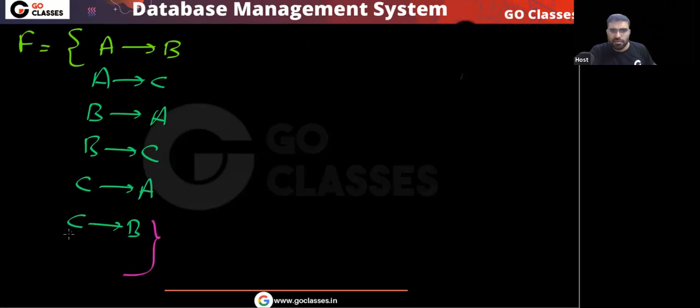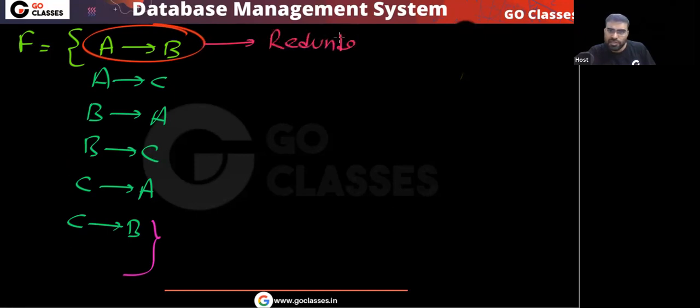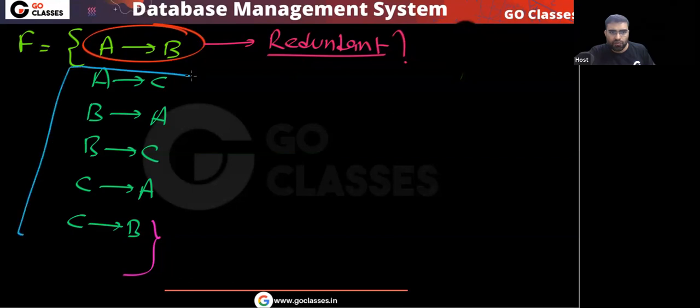Now, let's see one by one. First, you tell me, what about this one? Is this FD redundant? Please tell me, yes or no. In the remaining FDs, you find what is A plus. What will that be? In the remaining, you find A plus.